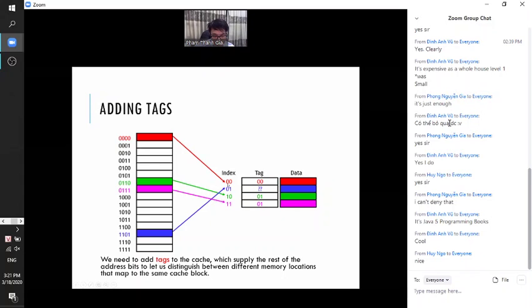For example, we have 0001 with index 01 and tag 00, which will be stored in this position in the cache. In the cache, of course, we don't need to store the index because the index is just the auto number. But we need to store the tag. The combination of index and tag must match the address space of the main memory.